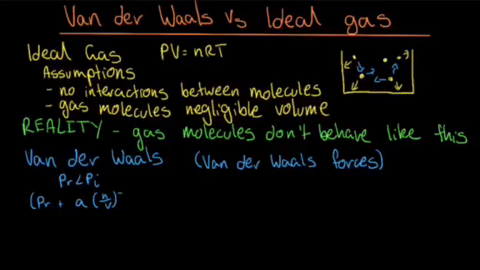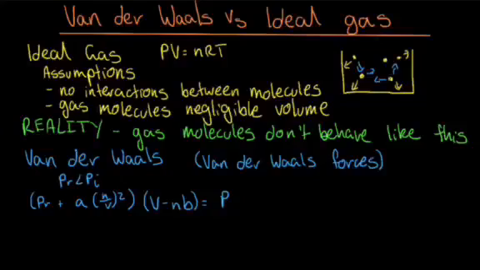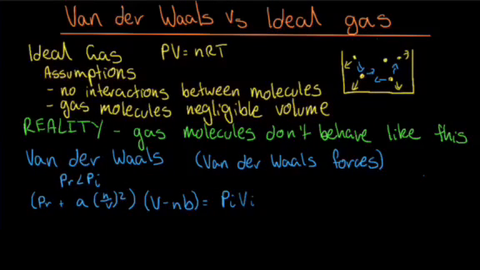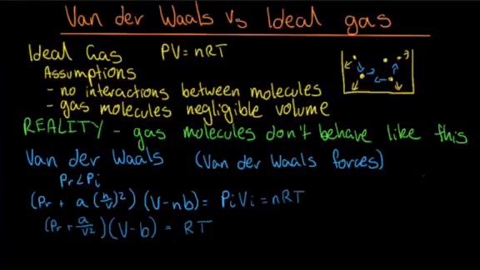First we'll look at how the real pressure and volume relates to the ideal gas using van der Waals. The real pressure plus A times the density squared, all multiplied by the real volume minus the number of moles times B, is equal to the ideal pressure times the ideal volume, where A takes into account the van der Waals interactions and B takes into account the volume of the molecules. Both A and B are constants, specific to the type of gas molecule.